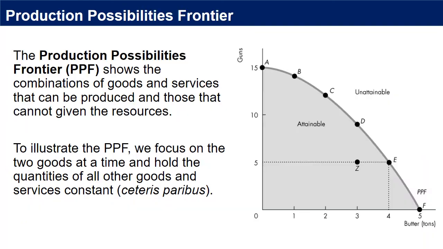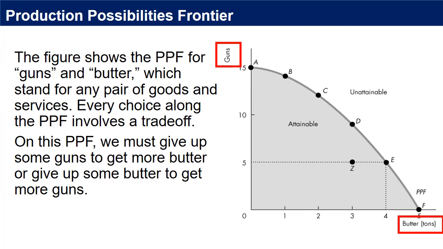The production possibilities frontier shows the combinations of goods and services that can be produced and those that cannot, given the resources. To illustrate the PPF, we focus on two goods at a time, and hold the quantities of all other goods and services constant, ceteris paribus. The figure shows the PPF for guns and butter, which stand for any pair of goods and services. Every choice along the PPF involves a trade-off.